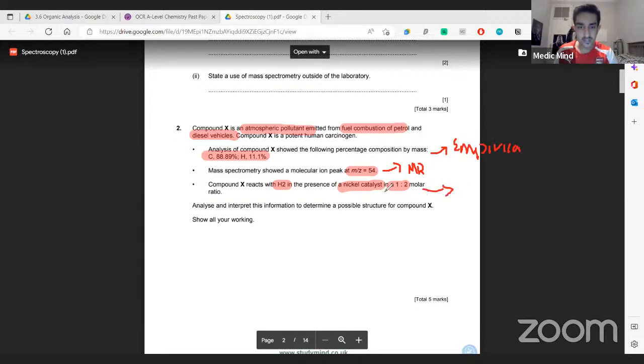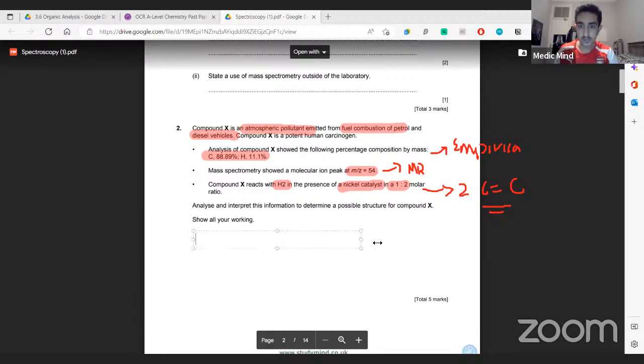And this 1 to 2 tells me something. It tells me that 1 mole of X needs 2 moles of hydrogen to be hydrogenated. That tells me that this molecule is going to have 2 carbon-carbon double bonds. That's the important thing that this tells me. Now, I've got all the information I need.